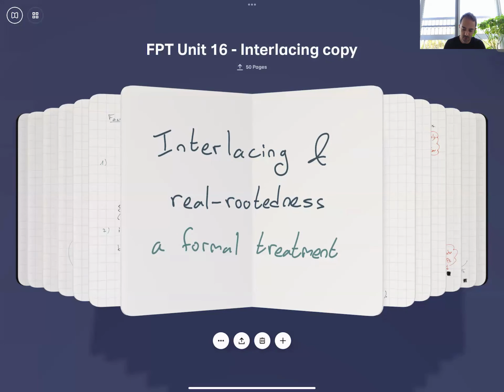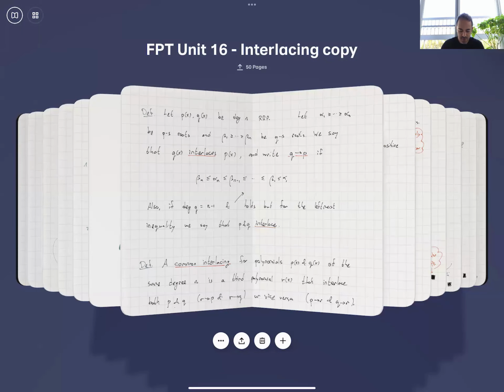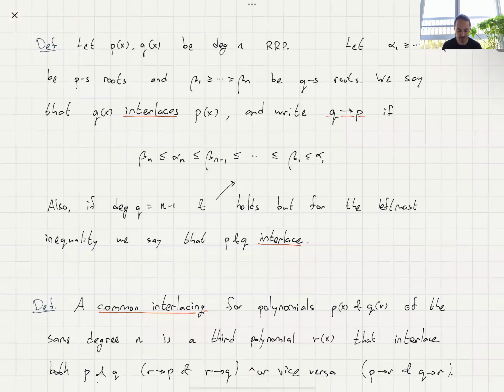Okay, so first of all, let me just make sure that we all have the right definition in mind for what interlacing and common interlacing mean. So say we have 2 polynomials P and Q, real-rooted polynomials, and say of the same degree n. Let's say that alpha 1 down to alpha n are the roots of P, and same for beta 1 up to beta n. These are the roots of Q.